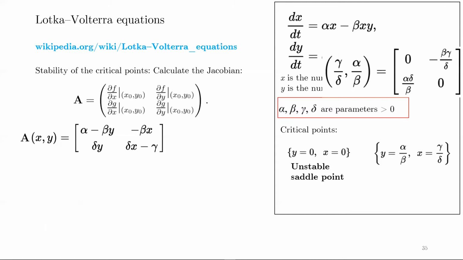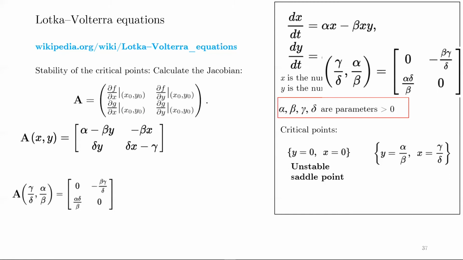Okay, well let's check the other eigenvalue now. Let's calculate the eigenvalues of the Jacobian matrix evaluated at the other critical point. So at this critical point, gamma over delta for x, alpha over beta for y. If we substitute those values in there, well, if y is alpha over beta, we get alpha minus alpha is 0, and similarly on the other diagonal. And we get this sort of off-diagonal matrix here.